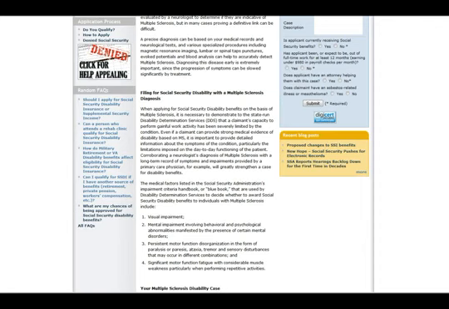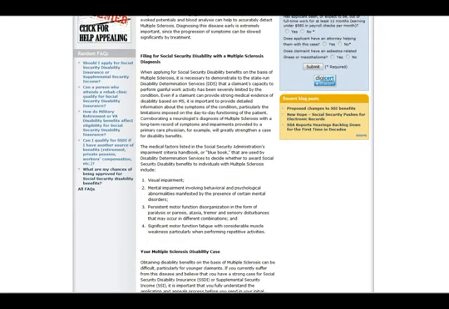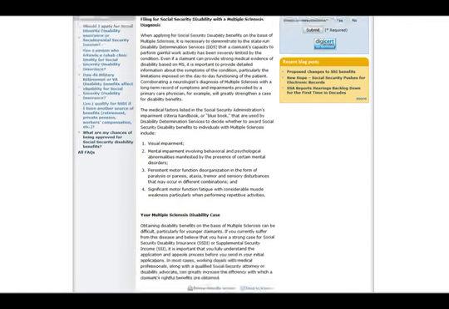Medical factors listed in the Social Security Administration's Impairment Criteria Handbook, or Blue Book, that are used by the Disability Determination Services to decide whether to award Social Security disability benefits to individuals with MS include: 1. Visual impairment, 2. Mental impairment involving behavioral and psychological abnormalities manifested by the presence of certain mental disorders, 3. Persistent motor function disorganization in the form of paralysis or paresis, ataxia, tremor, and sensory disturbances that may occur in different combinations, and 4. Significant motor function fatigue with considerable muscle weakness, particularly when performing repetitive activities.